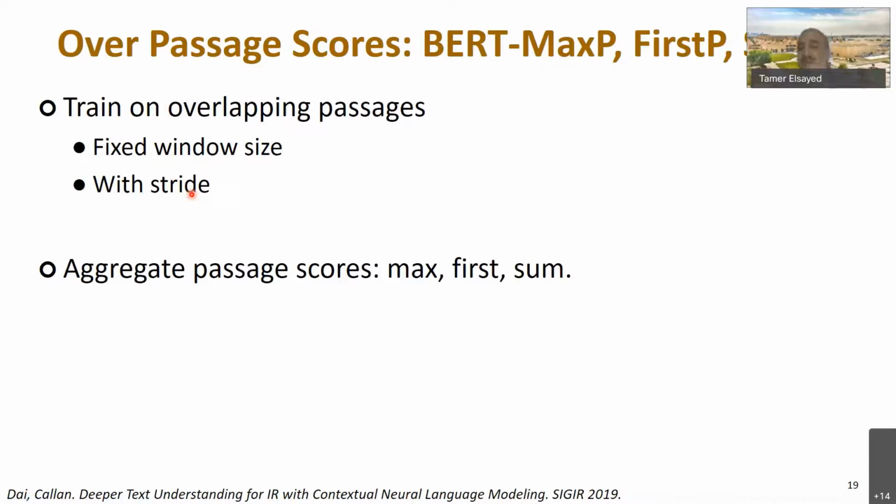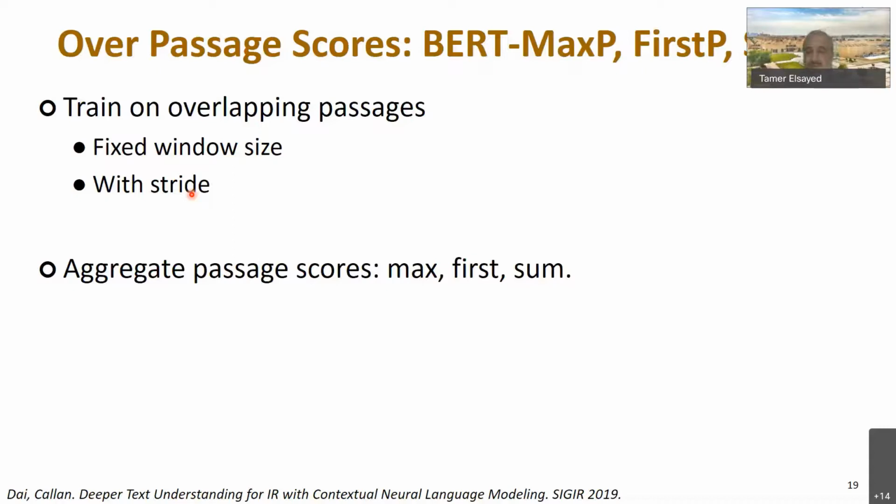And then in inference, we'll have to aggregate the passage scores. We will pass the passage to BERT, get a score for each passage, and then we have to aggregate the scores. The way that we did it in BERT, we divide the document into sentences. We score every sentence, and we get the top and sum them, weighted sum.